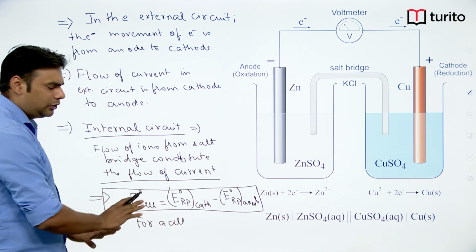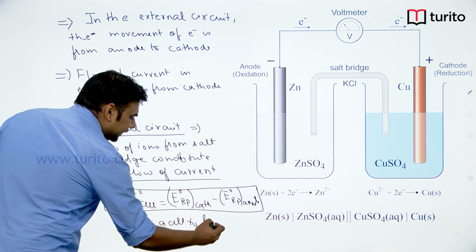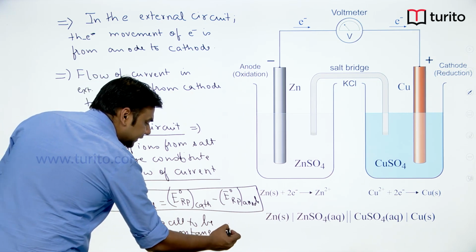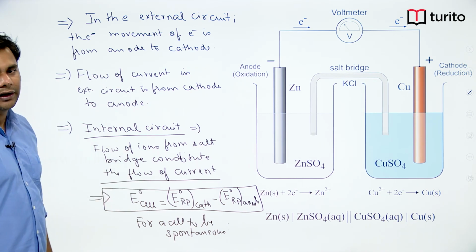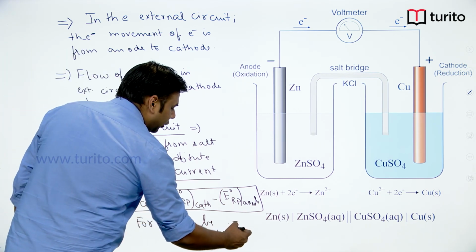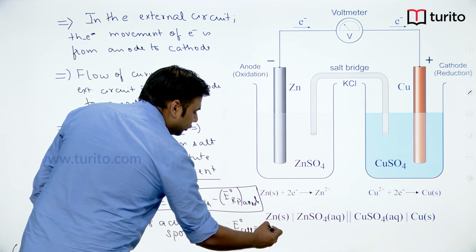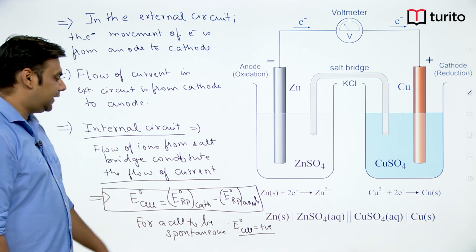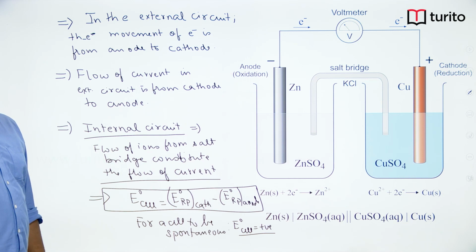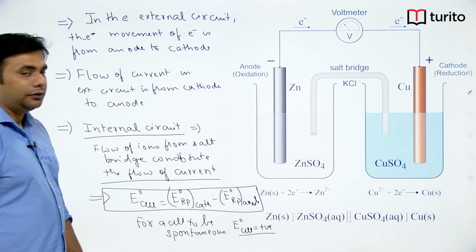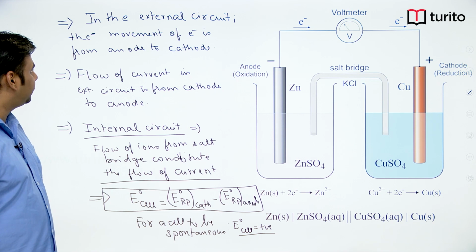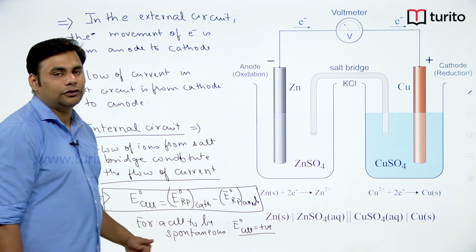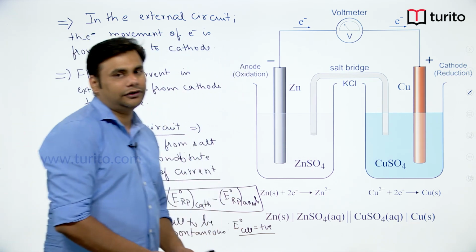Now for a cell to be spontaneous, we are just going to accept the fact for the time being. Spontaneous means the redox reaction is happening spontaneously and we can obtain electrical current from it. So for a cell to be spontaneous, its overall E naught cell should be positive. When the overall E naught cell is positive, we will say that this cell is spontaneous. Hope this is clear to you. You can just take a snapshot of this for preparing your notes. The overall EMF of the cell is always reduction potential of cathode minus reduction potential of anode.